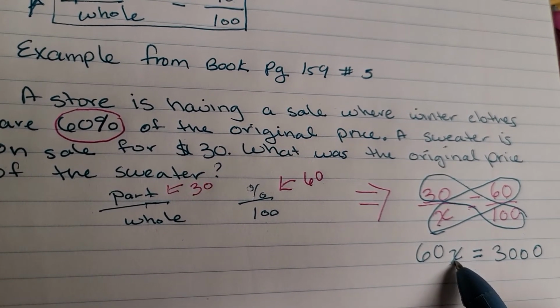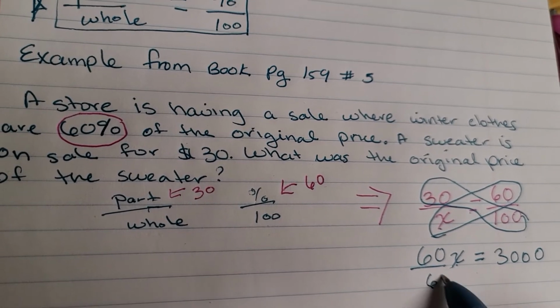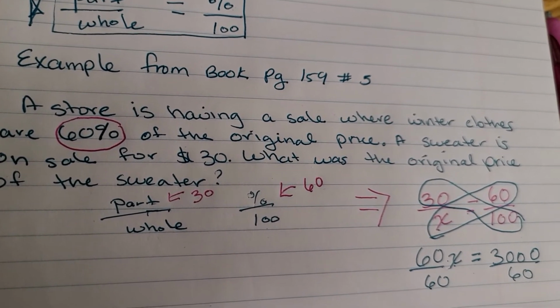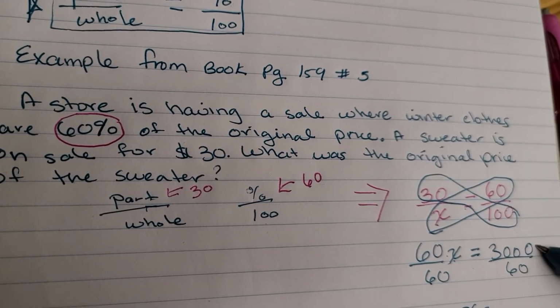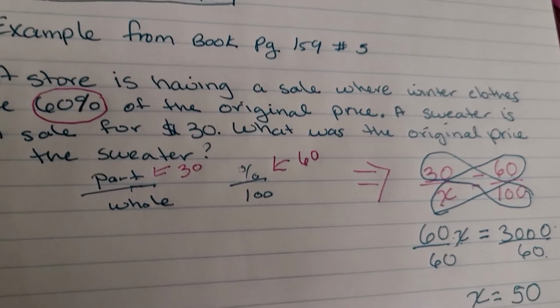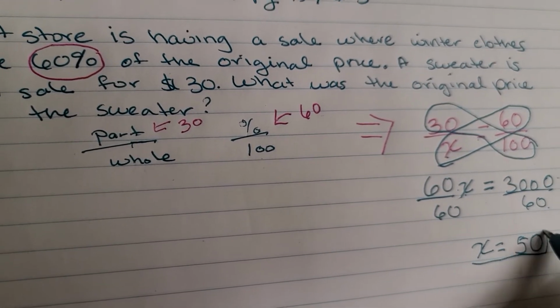So in order to get rid of that X, you have to divide it because you're multiplying here. So divide this. So now X equals what? What is 3,000 divided by 60? That's going to be 50. Okay, so your answer will be $50.